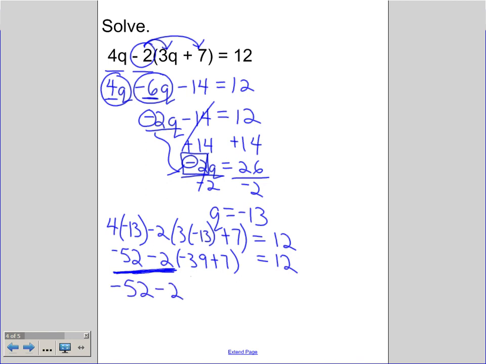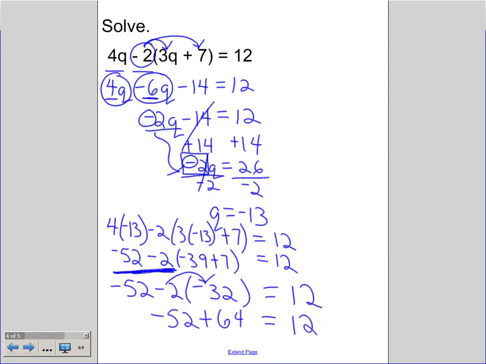-52 minus 2. -39 plus 7 is -32 is equal to 12. Now I'm faced with, should I multiply first or should I subtract? Well, order of operations tells me to multiply before I subtract. So -2 times -32 is a +64. -52 plus 64, looky there. We are right at a 12. Make sure you box or circle your final answer.